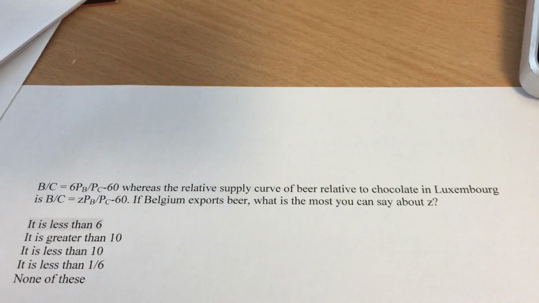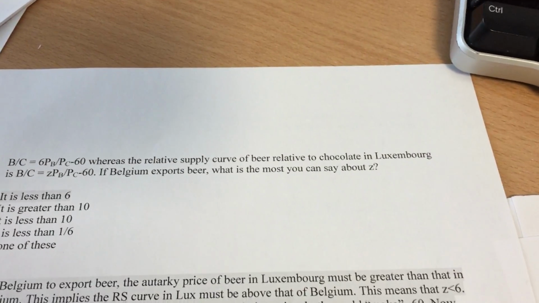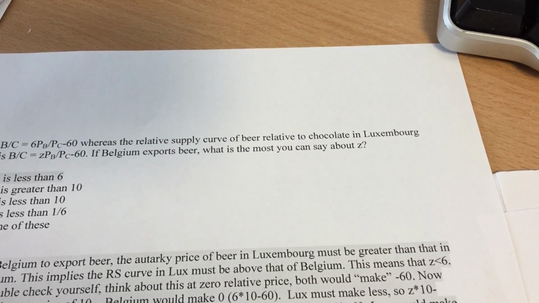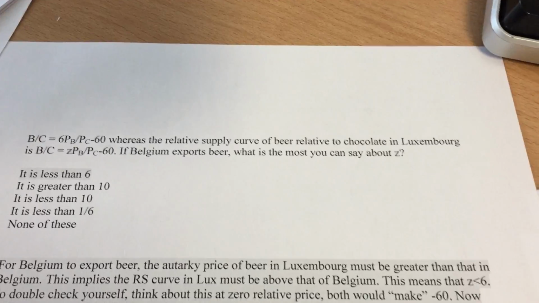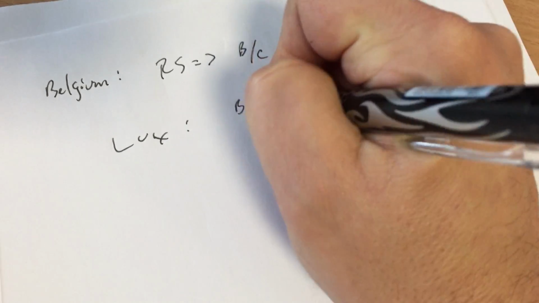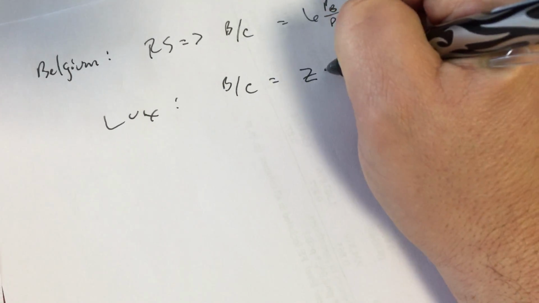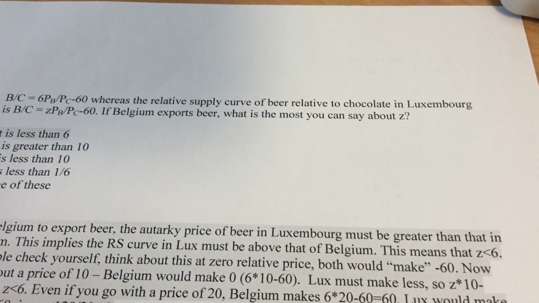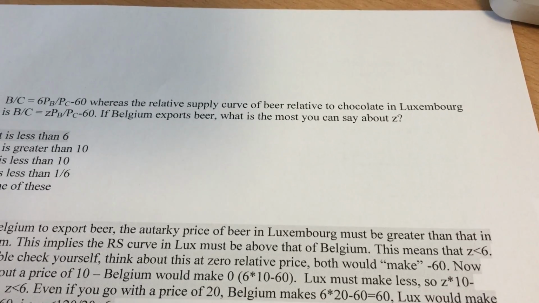Where the relative supply curve in Luxembourg is beer over chocolate equals Z times the relative price of beer minus 60. Beer over chocolate is equal to Z times the relative price of beer minus 60. If Belgium exports beer, what is the most you can say about Z?